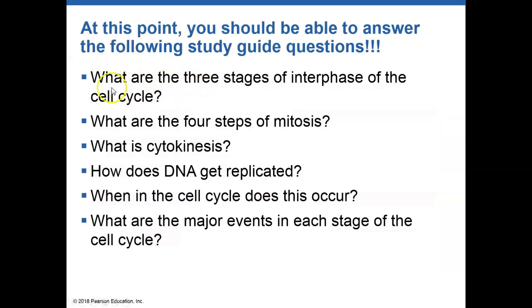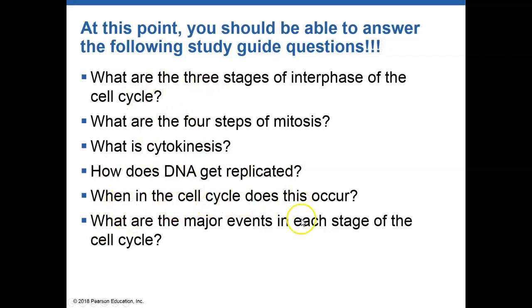So you should be able to, at this point, answer these questions in your study guide. What are the three stages of interphase? So you're looking at G1, S, and G2, and what occurs during those steps as well, so you know when certain things happen. What are the four basic steps of mitosis? Prophase, metaphase, anaphase, telophase. What is cytokinesis? Division of the cytoplasm. How does DNA get replicated? So that's up in this S phase, synthesis.